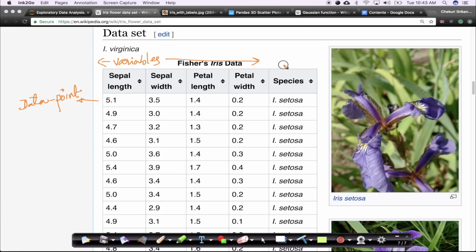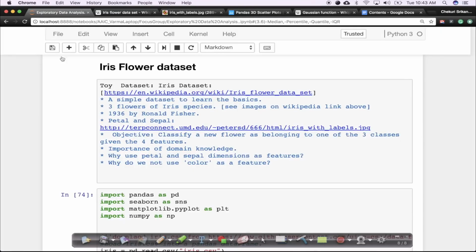Now, what we have to predict is this label. This is also called a class label. So this is what we need to predict given these four measurements. So these four measurements are called variables. This is called a data point or a vector. And what we have to predict is called a class label. So let's go and look at various terms that are typically used.